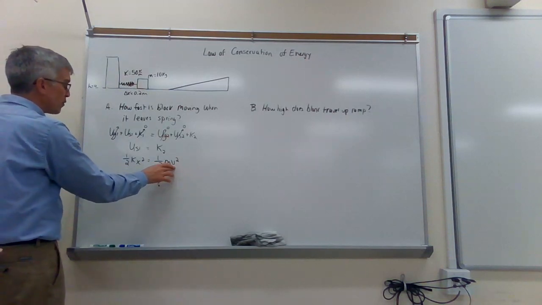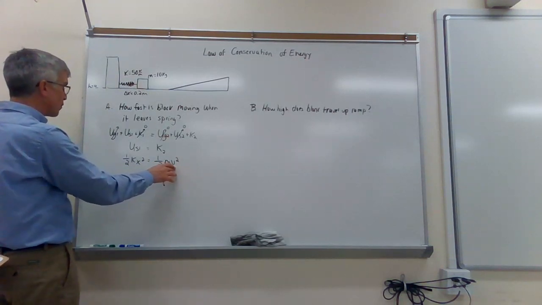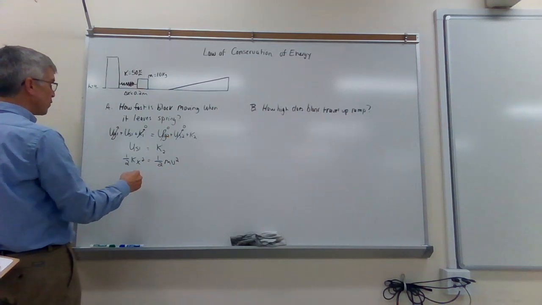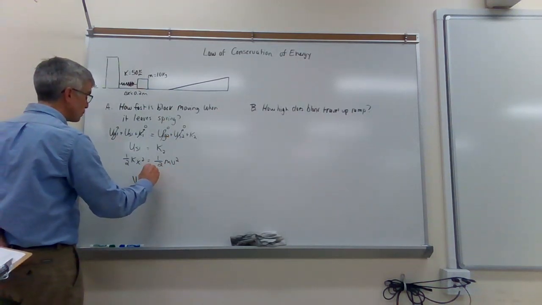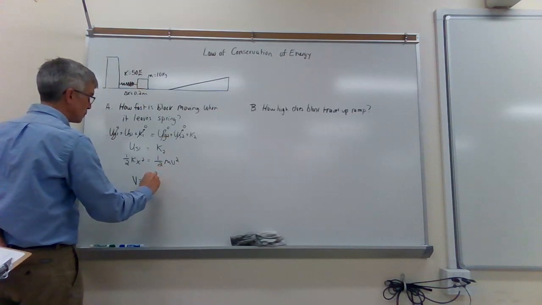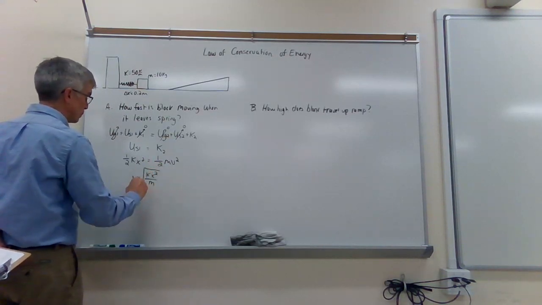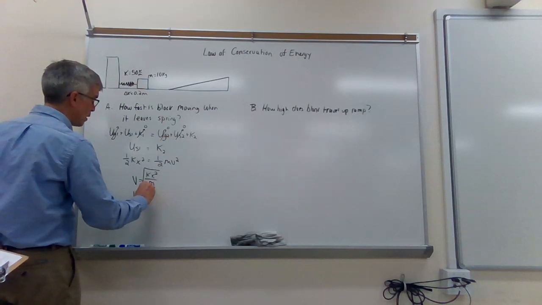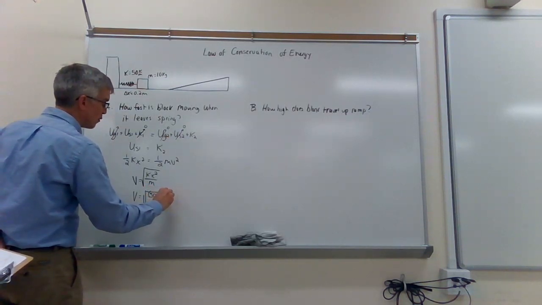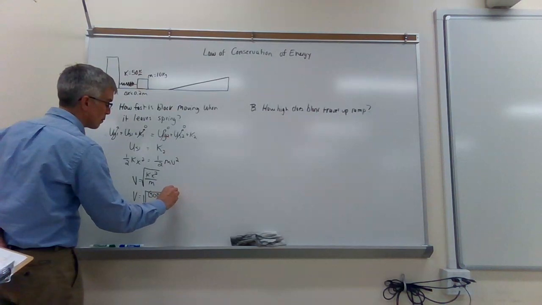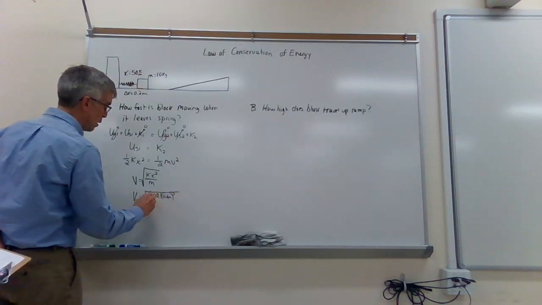So, if I rearrange everything here for v, multiply both sides by 2, divide both sides by m, take the square root, plug in the numbers, so k is 50 newtons per meter, delta x is 0.2 meters, and the mass is 10 kilograms.